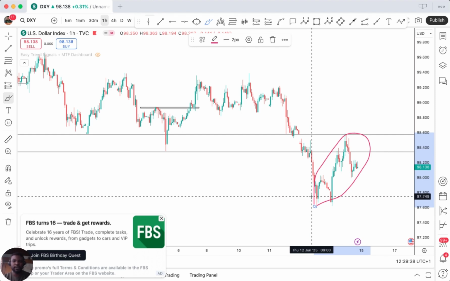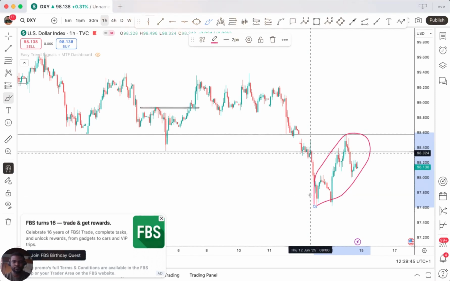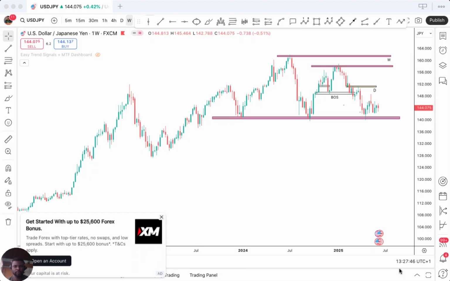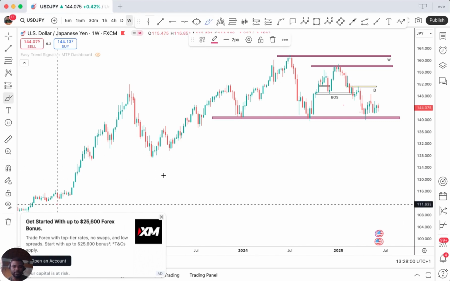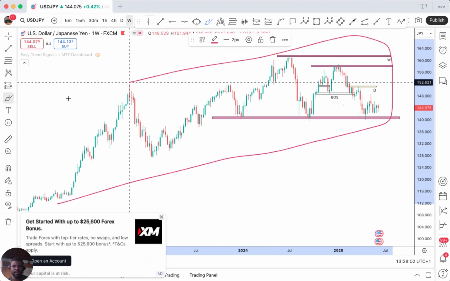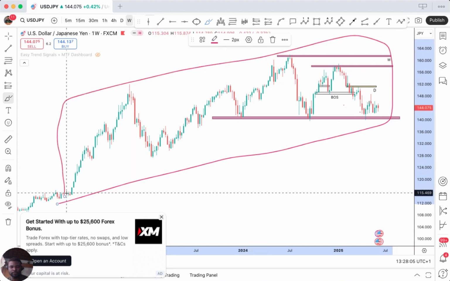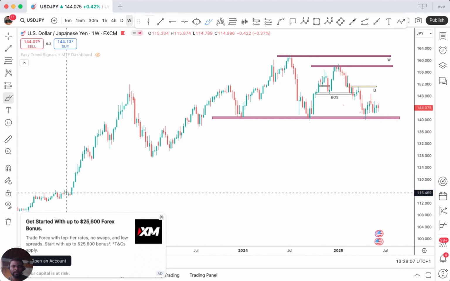All right, so now let's go on to the next pair, which is in this case USDJPY. So this is USDJPY, and currently I'm on the weekly time frame. Now, one thing I would want to put your attention to on the weekly time frame is to look at the overall directional bias of the weekly. As you can see, the market is actually on an uptrend, which means that the buyers on the long-term time frame are in control, right?